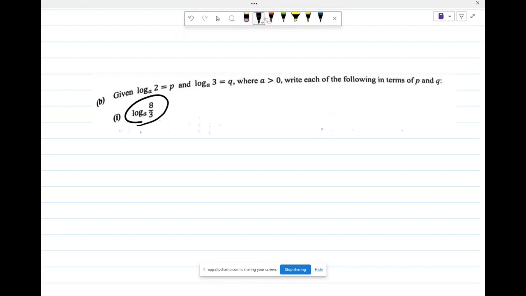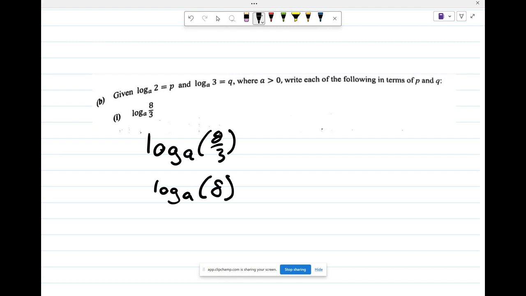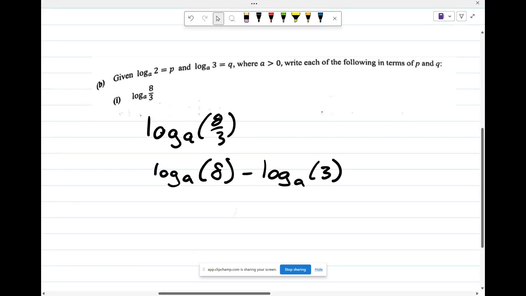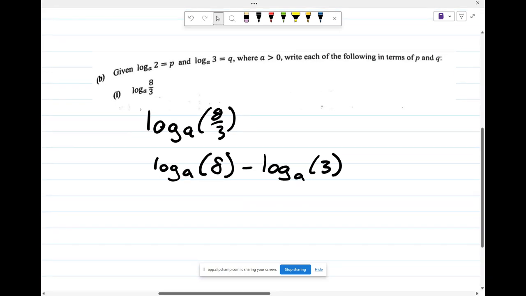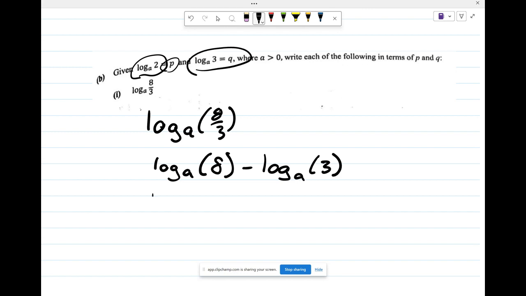So log to the base a of 8 over 3. Well, if you go to your log tables, you'll see that we have a rule for things divided by each other, and that's going to be one minus the other, or the top one minus the bottom one. So it's going to be log to the base a of 8 minus log to the base a of 3. And we also know that log to the base a of 2 is going to be p, and log to the base a of 3 is q. Well, we have log to the base a of 3 already here, so that's going to be log to the base a of 8 minus q.